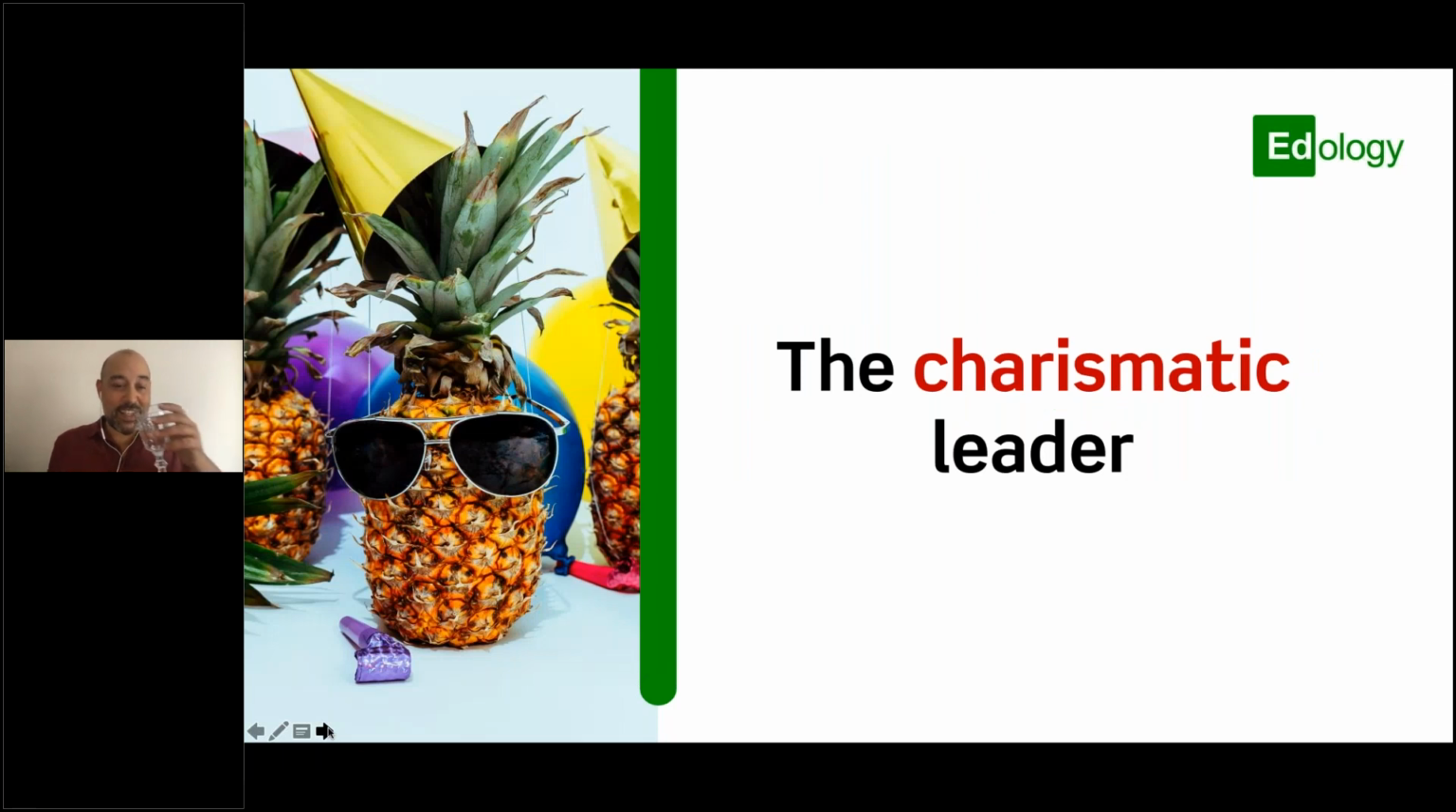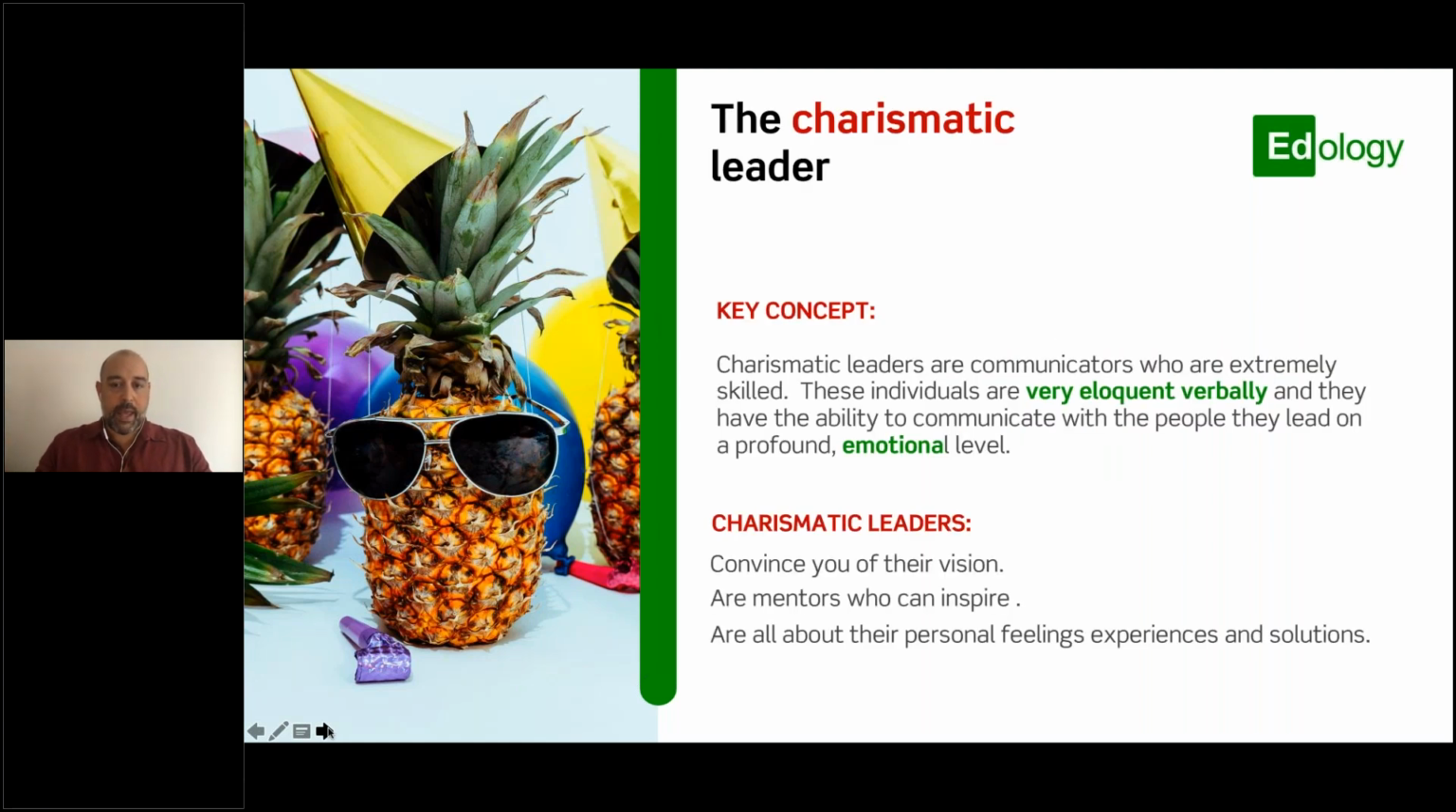Now, we all like discussing this one, the charismatic leader, and I hope you've all had a charismatic leader at some point in your work experience. The charismatic leader, as they say, has lots of charisma, charm. They're a visionary. You're kind of drawn towards them, and that helps very much if you're looking to deliver a big vision or strategic initiative in your company. Charismatic leaders are very eloquent verbally, and they have the ability to communicate with the people they lead on a profound and, importantly, the word there is emotional level.